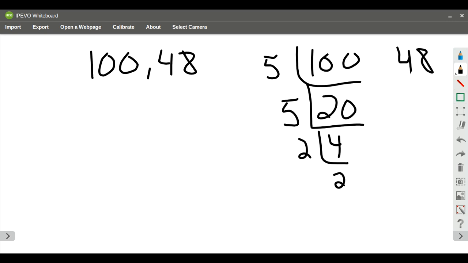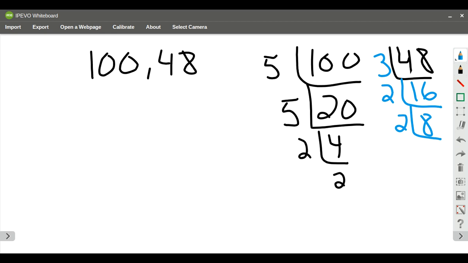Okay, start with 48. I'm going to go to a different color here so you can see. I'm going to do 3. 48 divided by 3 is going to be 16. Divide that by 2. I get 8. 8 divided by 2, and I get 4. Divided by 2, and I get 2.